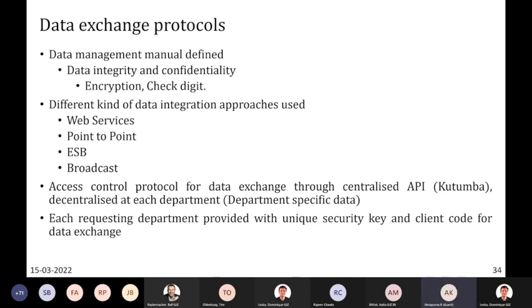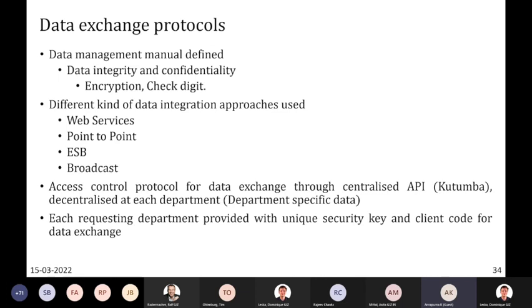So coming to the data exchange protocols, Kutumba has defined a data management manual which specifies what should be the data integrity and confidentiality. Integrity is ensured by check digit method, while confidentiality is ensured by encryption method. We use different approaches: web services, which could be generic or point-to-point. We also are working on onboarding onto the enterprise service bus. And the fourth mechanism is the broadcast mechanism. Particularly, we use this for sharing the disease data to all the departments which are connected with us.